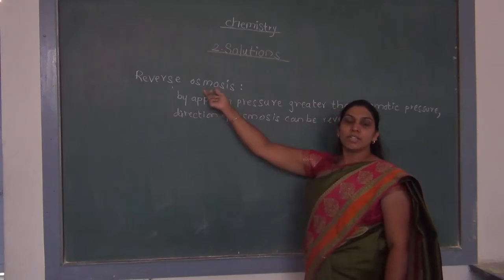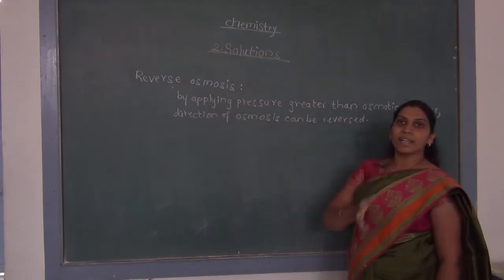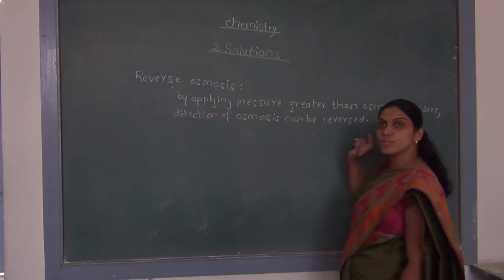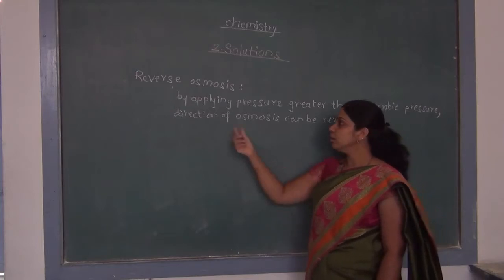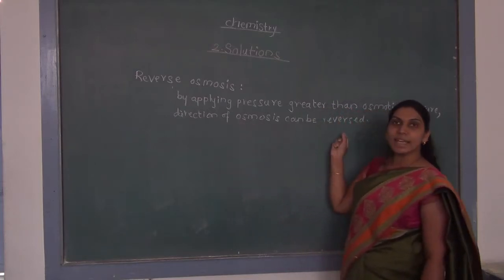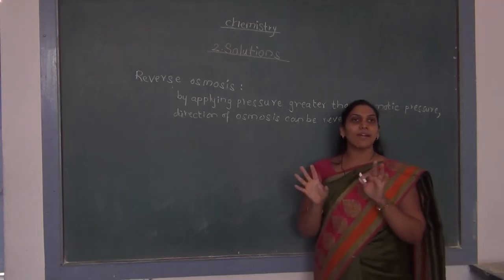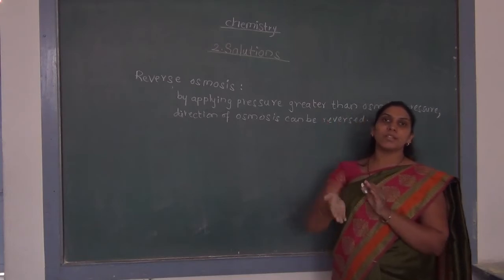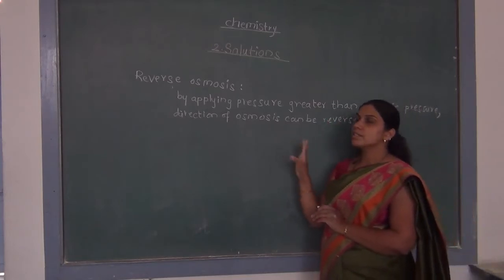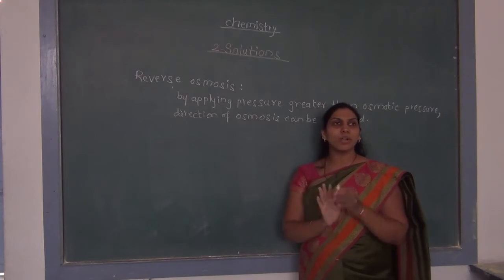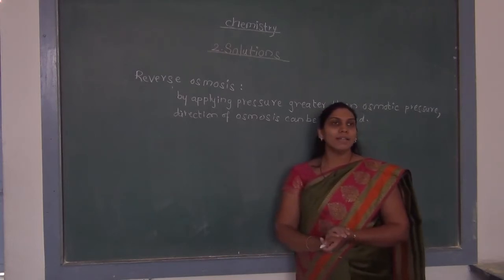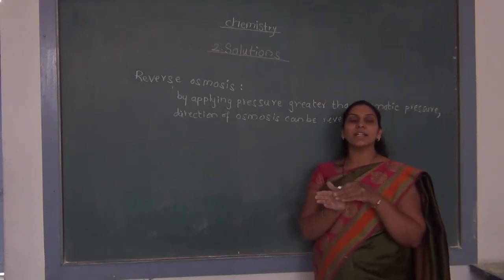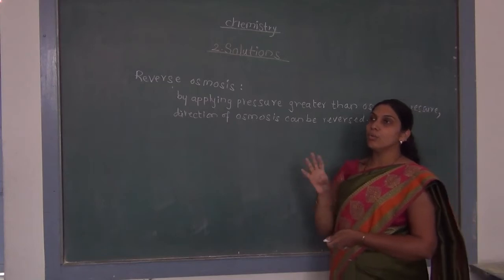Reverse osmosis. How can we reverse the direction of the osmosis? By applying pressure greater than the osmotic pressure of the solution, the direction of osmosis can be reversed. Supposing we have taken a solution and a pure solvent and we have separated them by a semi-permeable membrane. The solution will have some osmotic pressure, and now if we apply an external pressure which has a value greater than the osmotic pressure of the solution, what will happen?